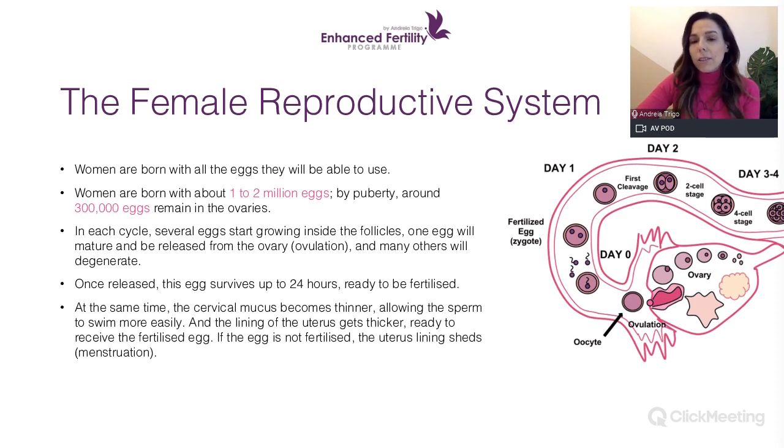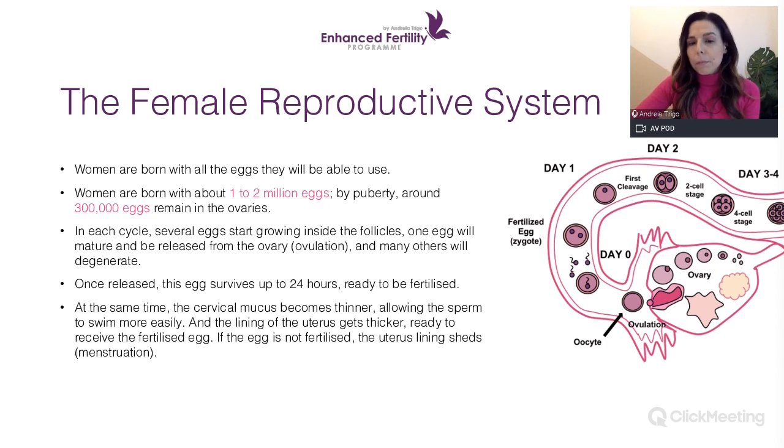In every cycle that we have, several eggs, hundreds of them, are going to start maturing. We can see here the tiny ones. But there's only one that is going to complete the final stages of maturation, and it's going to be released from the follicle. This egg is going to be available for 24 hours to be fertilized.